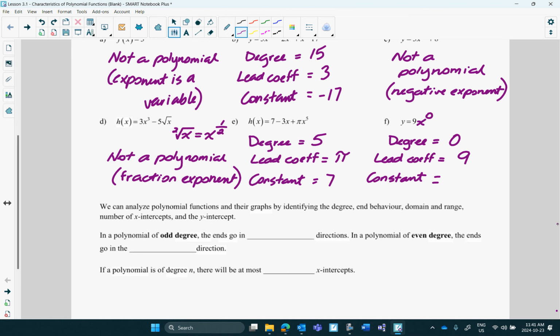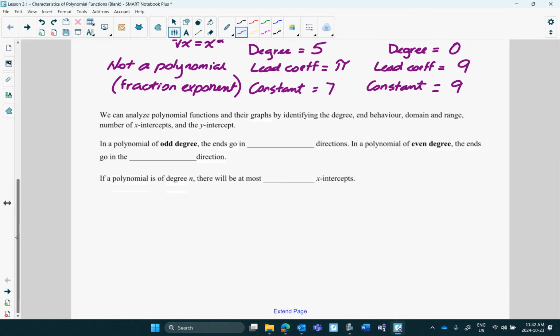Now, what about the constant? It would be 9 also. Yeah, that's kind of a weird one. Okay, so we've seen sort of what's a polynomial function and what isn't. So let's start looking at certain types, ones that we've seen, ones that we haven't seen.